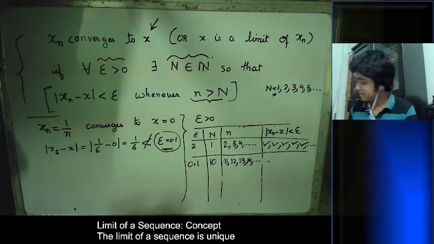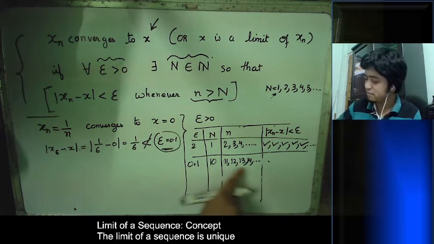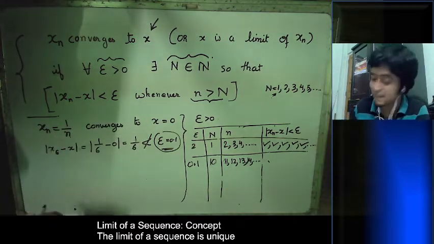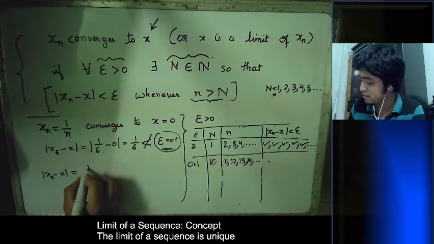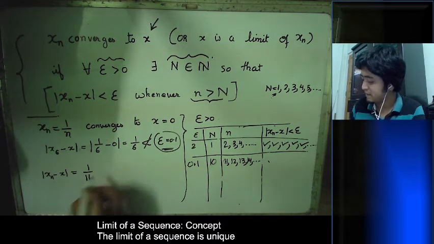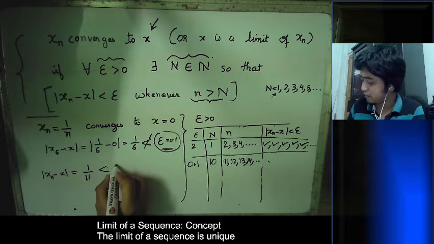Now let us calculate these. For these values, let us calculate |xn minus x|. So you will be getting |x11 minus x|. Again, if you repeat this process, you will be getting 1 by 11. Is it less than 0.1?